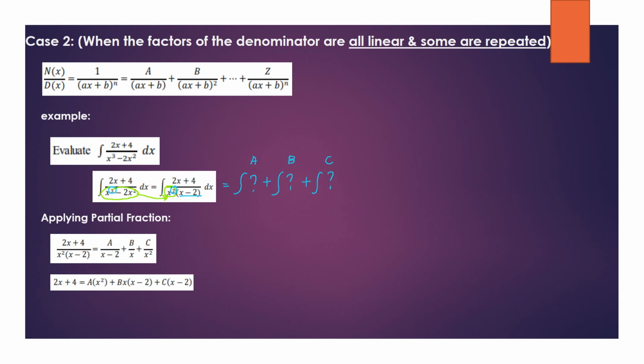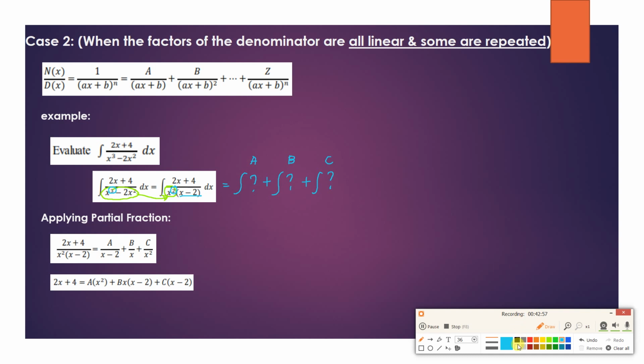Okay, now, getting the LCD again. So, we have 2x plus 4. Baka nalito kayo, balik ko lang. Multiplying this by the LCD. Ginawa rin natin factor. Ano yung LCD? X squared, x minus 2.